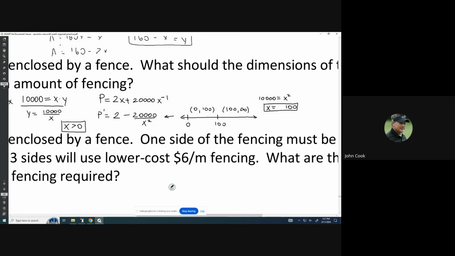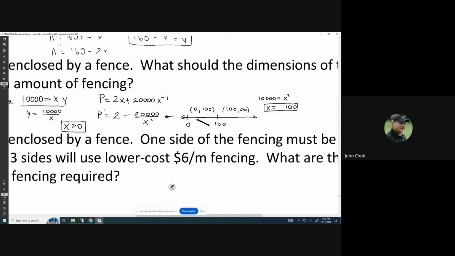So in between 0 and 100, maybe I'd pick 50. So if I took 50 squared, that'd be 2,500. And then 20,000 divided by 2,500 is 8. And 2 minus 8 is going to be a negative number. So it's going to be decreasing on the left-hand side of 100.